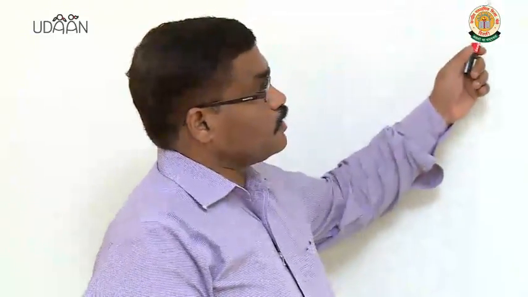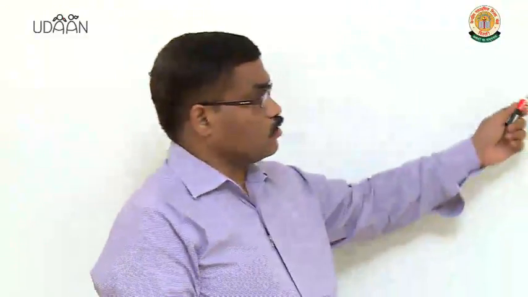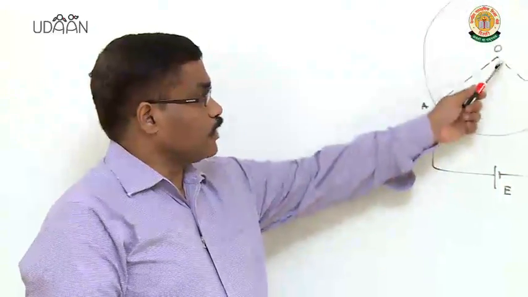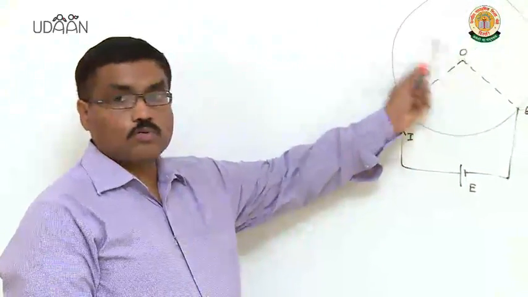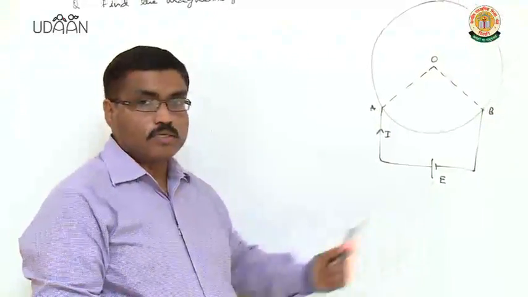Find the magnetic field at the center O of the given circular loop. Now you are given a circular loop. We need to find what is the field at the point O. The loop is connected to a source of EMF E.